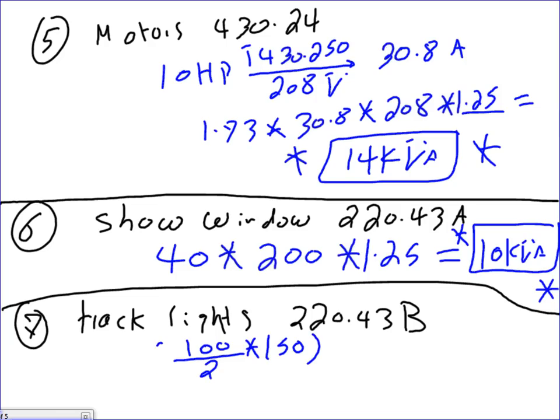Here's 100 feet, divided by 2 because it's every 2 feet, multiplied by 150. You can do it any way, shape, or form. You can divide the 100 by 2, it becomes 50 multiplied by 150. And then don't forget, because it's continuous load, what do you do with it? You multiply this all by 1.25. And if you do all this for number 7, you're going to end up with 9 kVA.